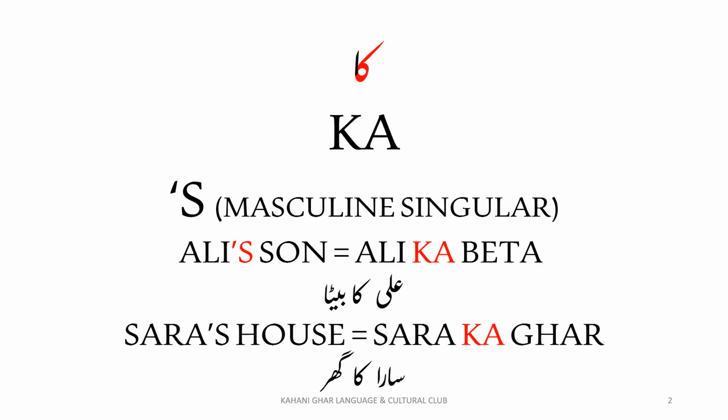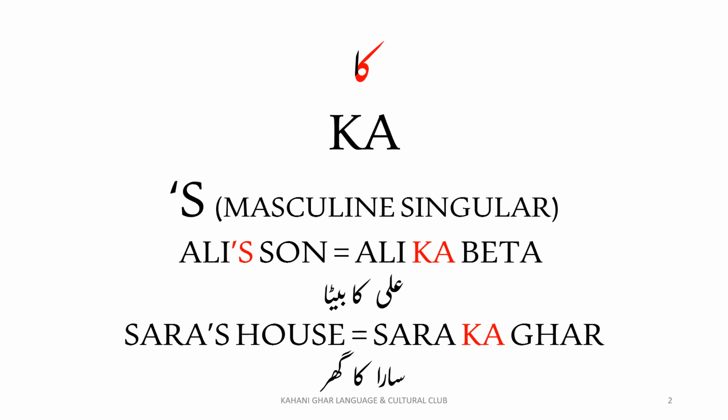Our first word is ka. This is a two-letter word with k and a. It is used to represent apostrophe s, to show your belongings. And ka is used to show belongings of a noun that is masculine singular. For example, son. If you want to say Ali's son, we will say Ali ka beta. Son is beta. Ali ka beta.